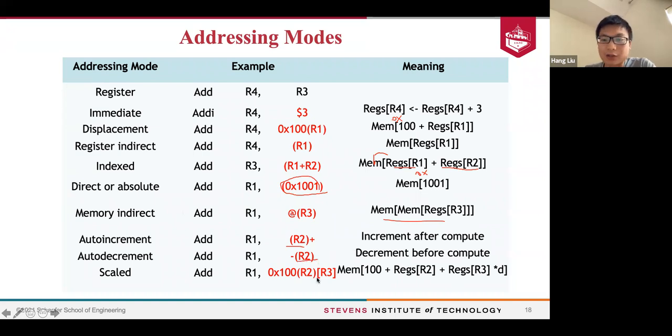And then scaled means we first use register 2 as the base address, plus register 3 multiplied by the scale d, plus 100. So this scale is a specific value that we're going to put in, right?